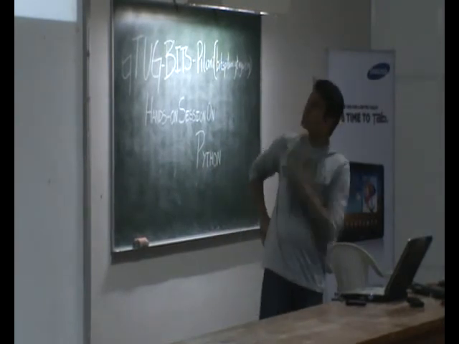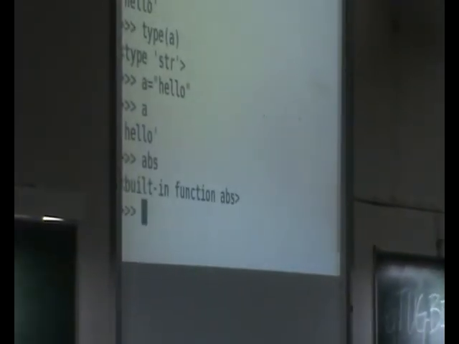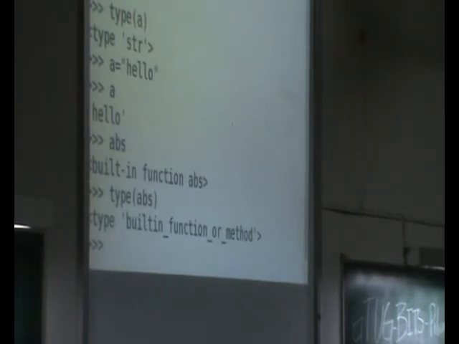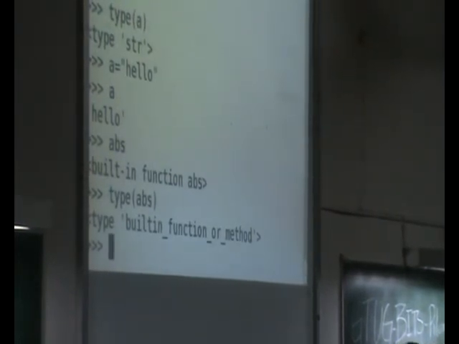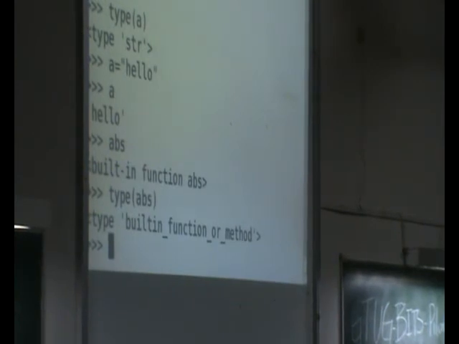Want to try it out? Okay, let's try something. We know that there is something called abs. It says it's a built-in function abs. Let's see what the type of abs is. It says it's type built-in function or method. This is the kind of tinkering I want you to be doing right now, and just after the session when you still have the Python spirits high. Because you have this interpreter, you can tinker all you want and learn new stuff.